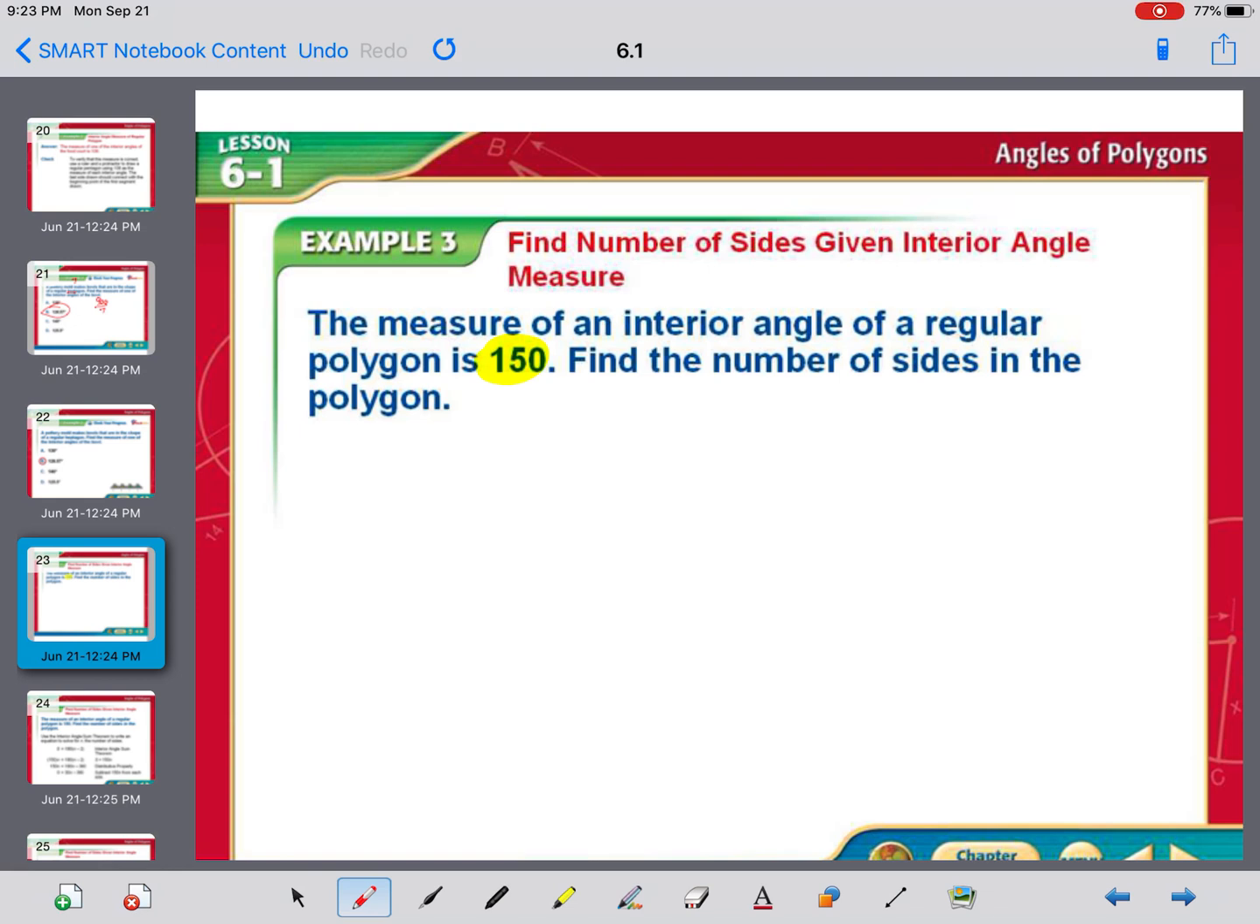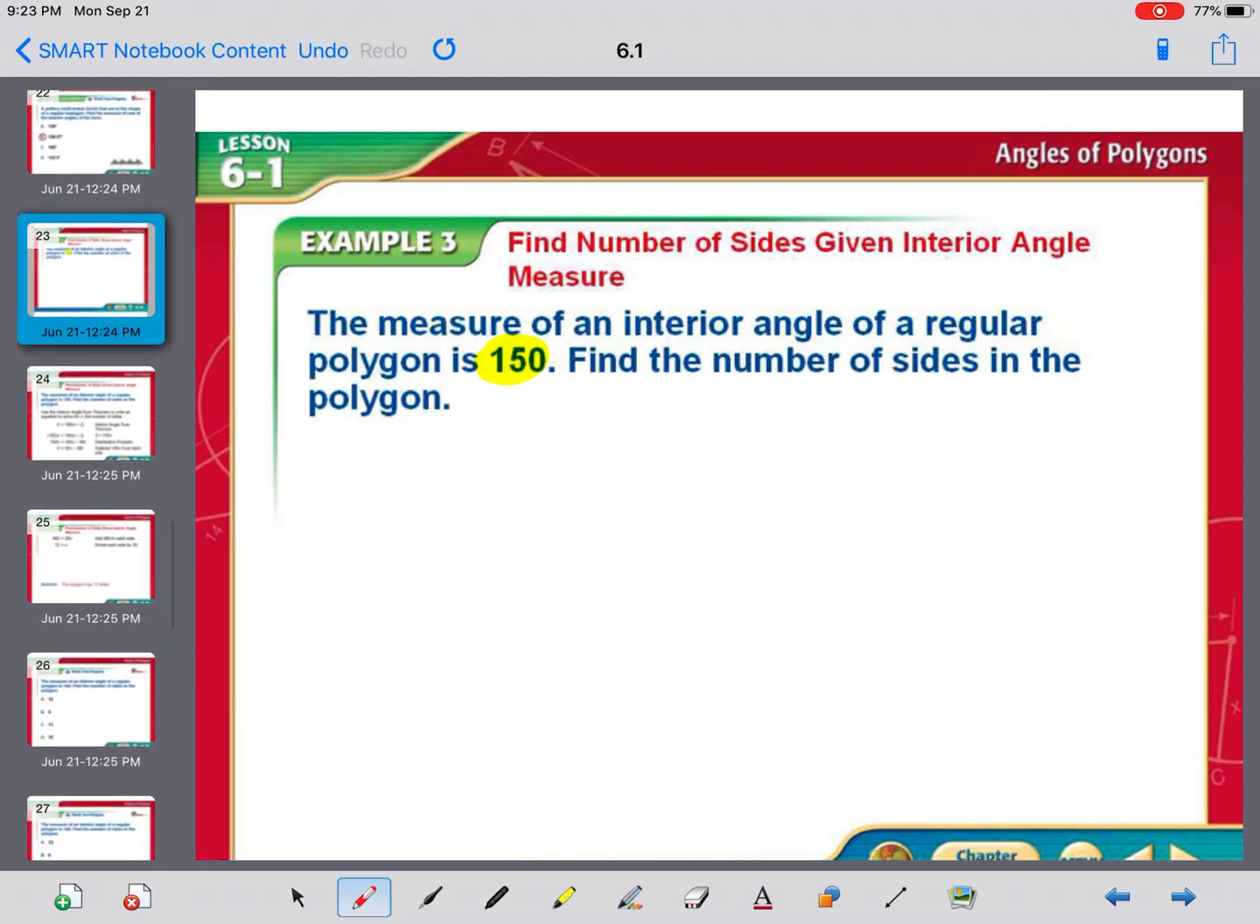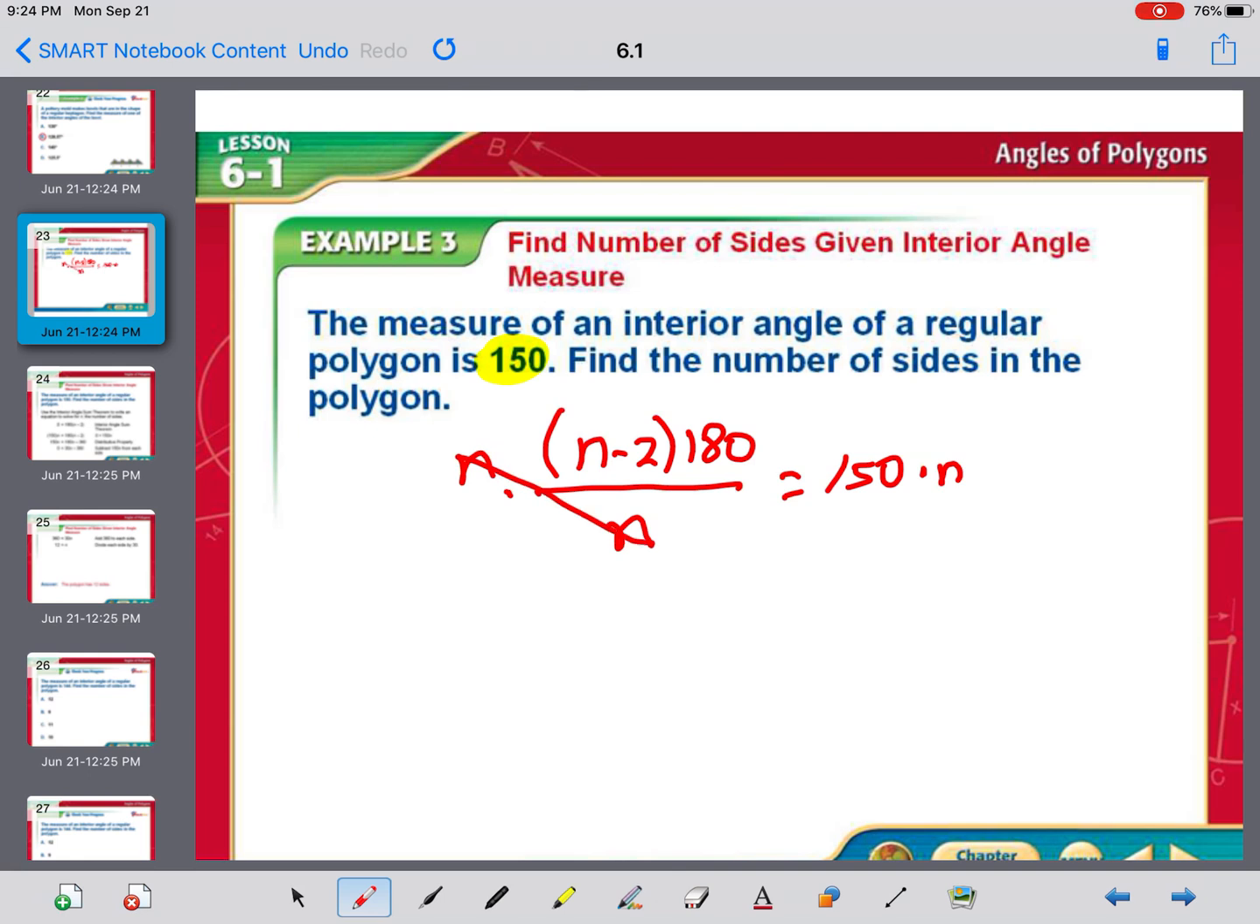It says the measure of an interior angle of a regular polygon is 150. Find the number of sides. So what I could do is, remember a while ago I said this is the total of all the angles, and this is the measure of one. So that's 150. I could solve this by multiplying both sides by n.